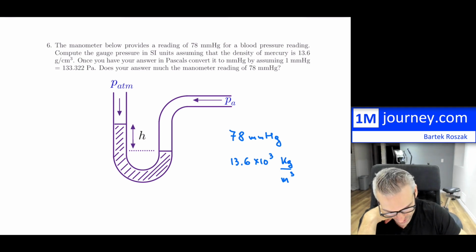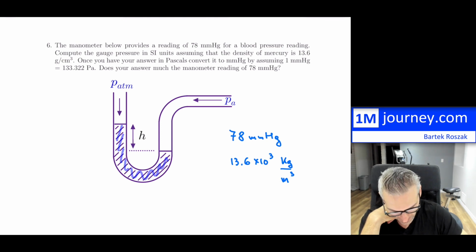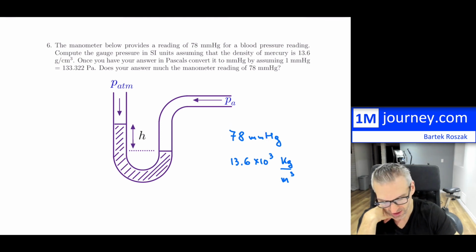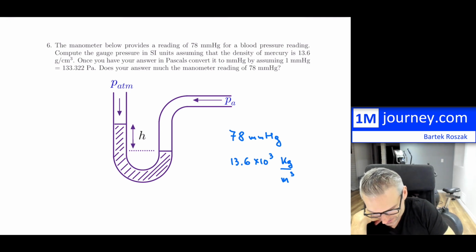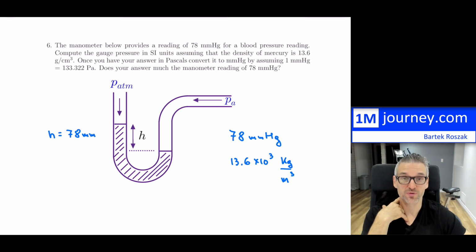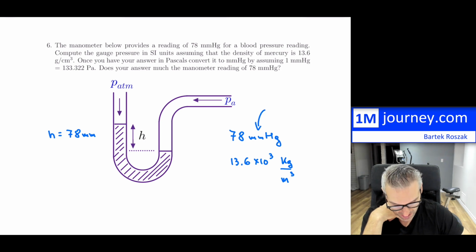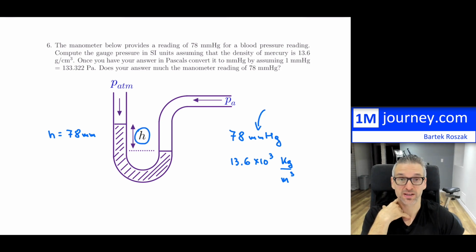So first of all, because we have mercury inside of here, this tells us that we have 78 millimeters of height. That's the height, so that's the h. So this is going to be 78 millimeters. That's how far it actually rose. So that's where millimeters of mercury comes from. The millimeter is the height, this height right there, and mercury is there because we have mercury as the fluid in the manometer device.